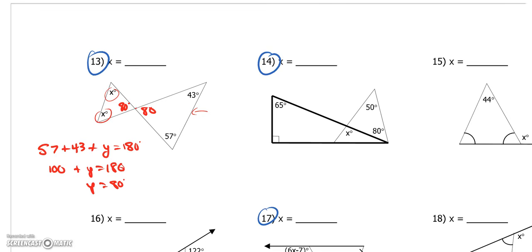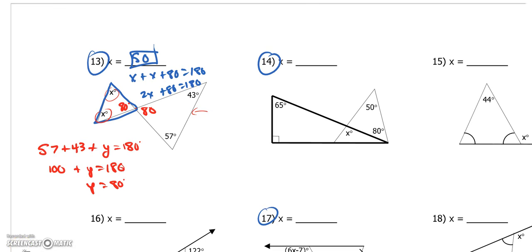And now that's going to help us. Now I like to say we jumped into the triangle of interest. So this is the one I want to know about. Well, I know x plus x plus 80 is going to give me 180. I'm going to use that triangle sum theorem again. So 2x plus 80 equals 180. And we're going to get 2x is 100, x is equal to 50.